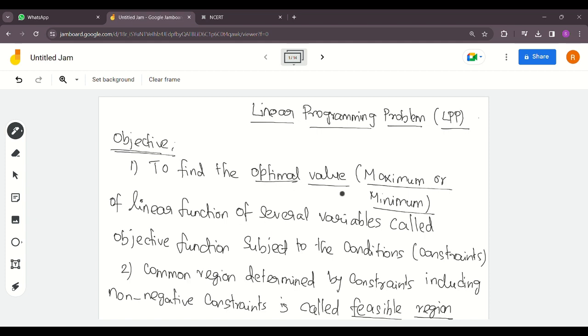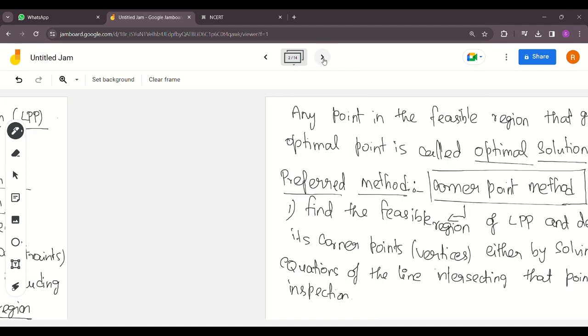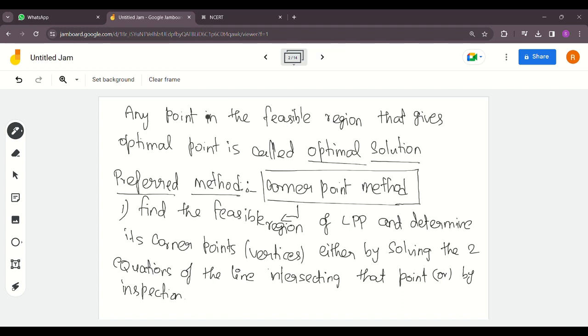So to find the optimal value, maximum or minimum, of a linear function of several variables called the objective function, subject to the conditions, as I told you, conditions are otherwise called constraints. When you are drawing a graph, the common region determined by the constraints, including the non-negative constraints, and also the given question, is called the feasible region. From that feasible region only you need to find the solution. Any point in the feasible region that gives the optimal value is called the optimal solution.